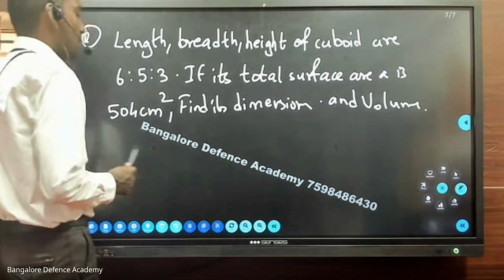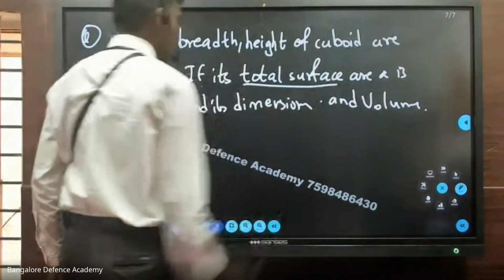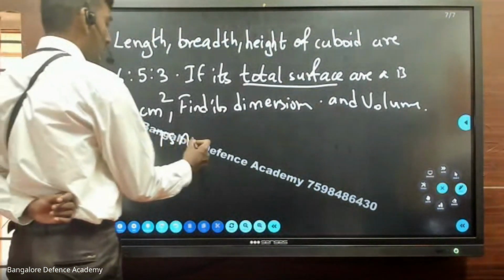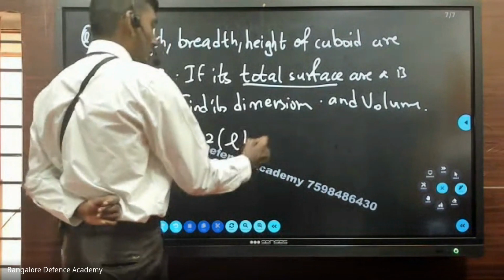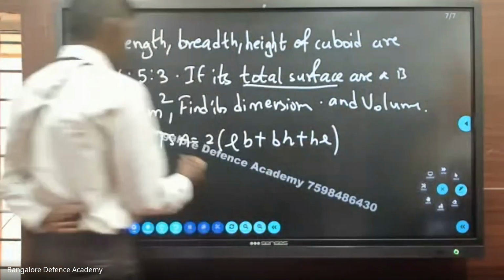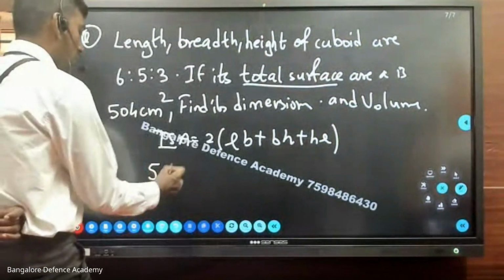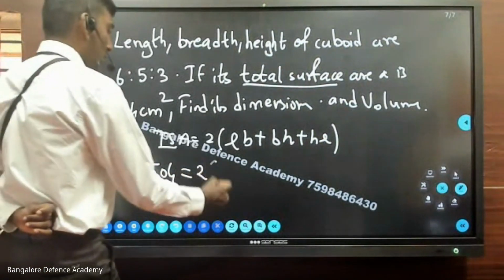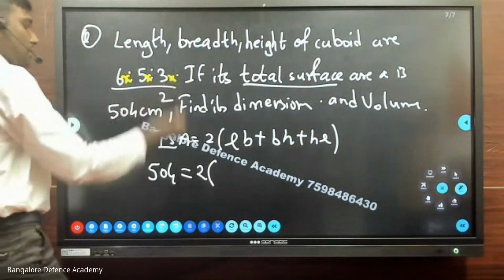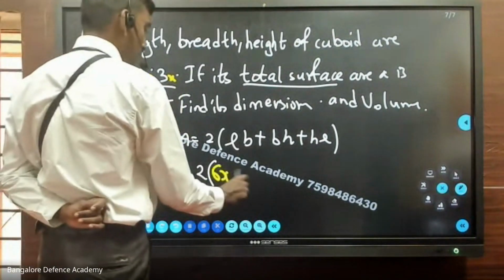Look, what is given here? Total surface area is given. They haven't given the volume. What is the formula for total surface area? 2 into (LB plus BH plus HL). Total surface area they have given is 504. This is in ratio, so can I consider the dimensions as 6x, 5x and 3x?